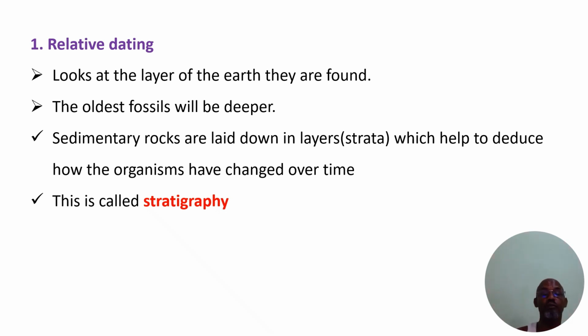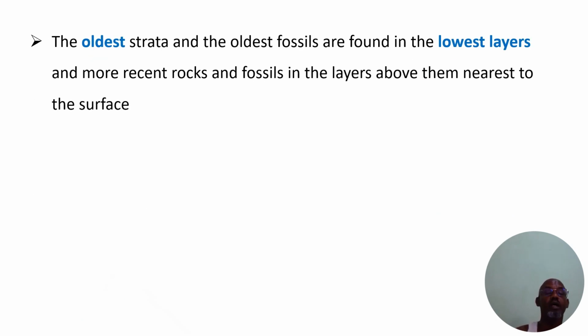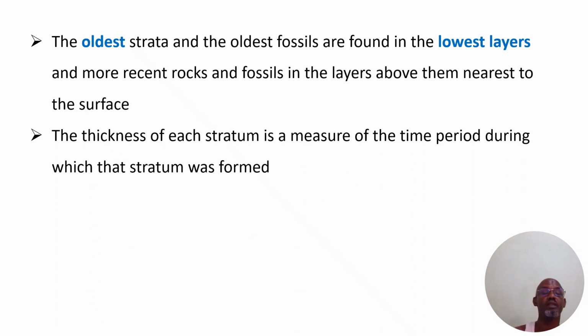And as I have told you, the topmost is the youngest, and the deepest one is the oldest. You can see that the oldest strata and the oldest fossils are found in the lowest layers, and more recent rocks or fossils in the layers above them, nearest to the surface. The thickness of each stratum in stratigraphy is a measure of the time period during which that stratum was formed. Therefore, the thicker it is, the longer the time it took to form.